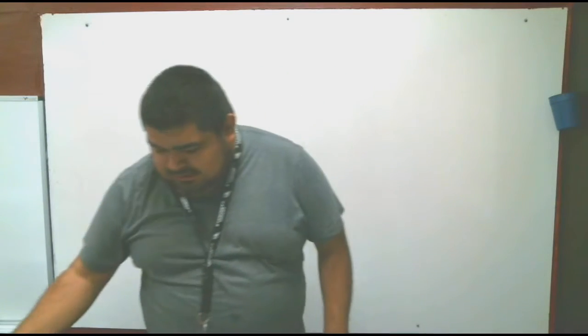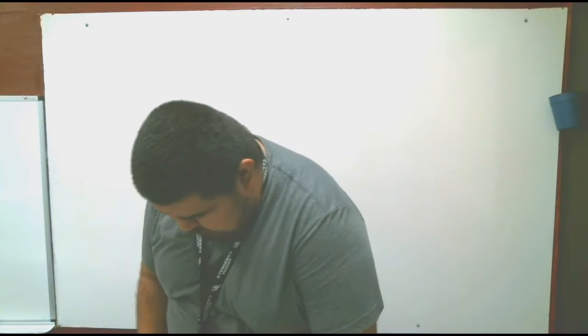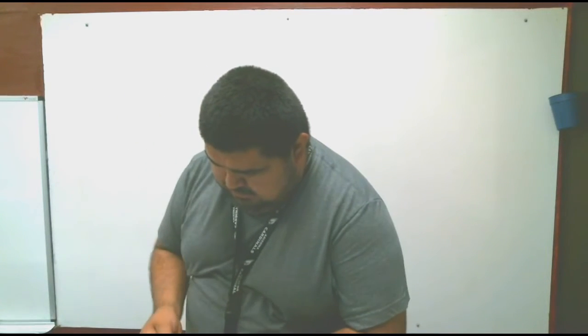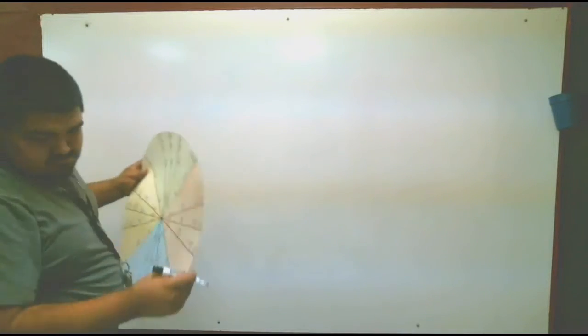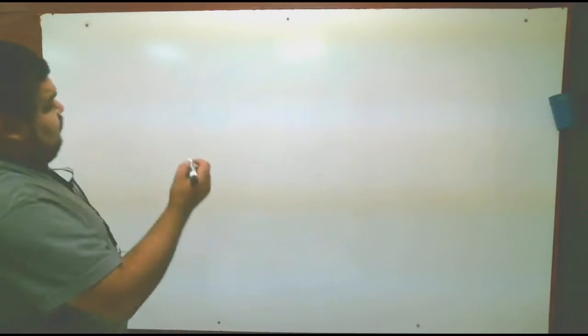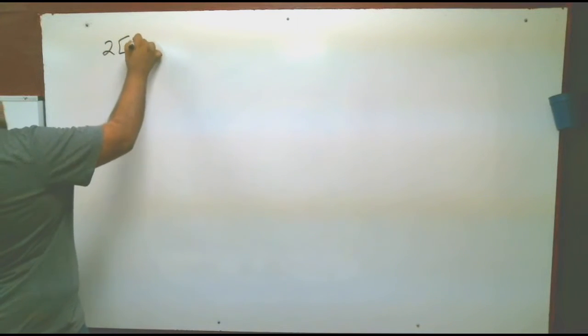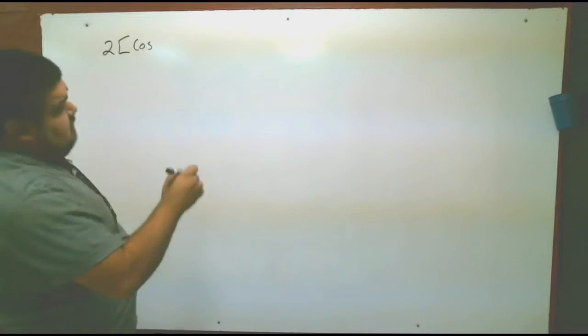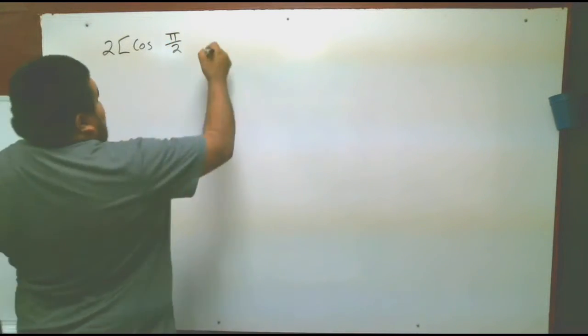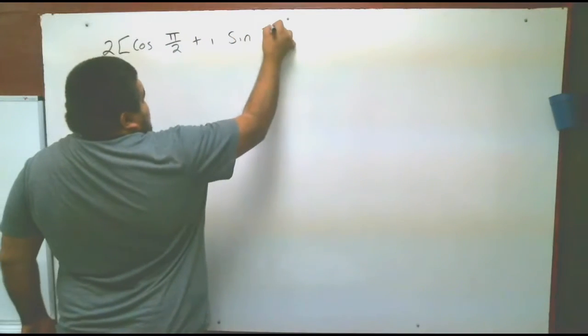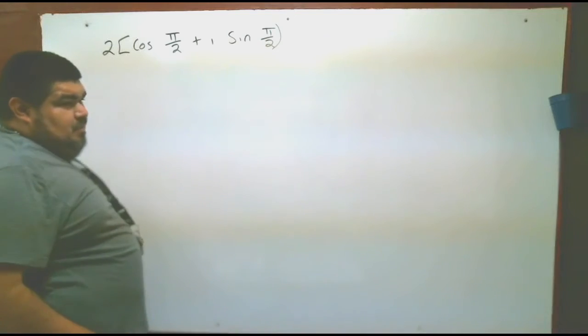Alright guys, so our next problem is, let's take one from here. Let's go with 2 cosine pi over 2 plus i sine pi over 2, because remember, it has to be the same number.